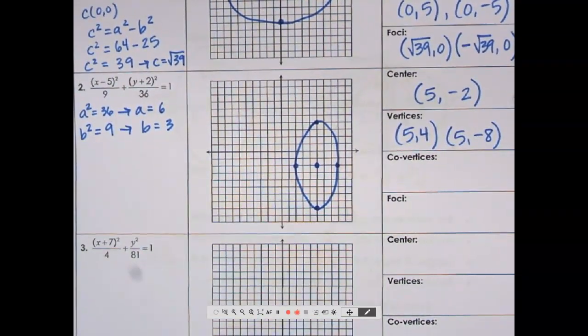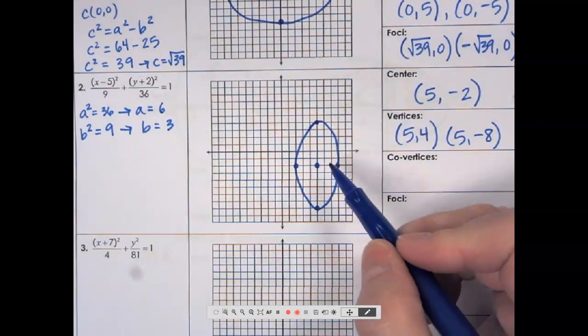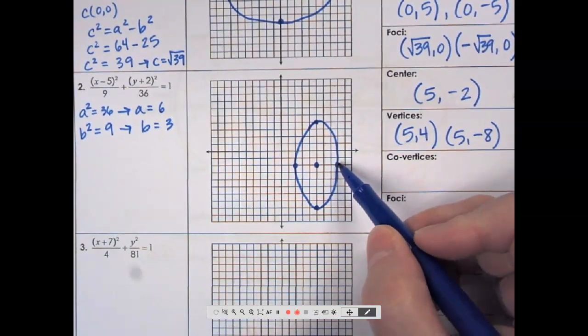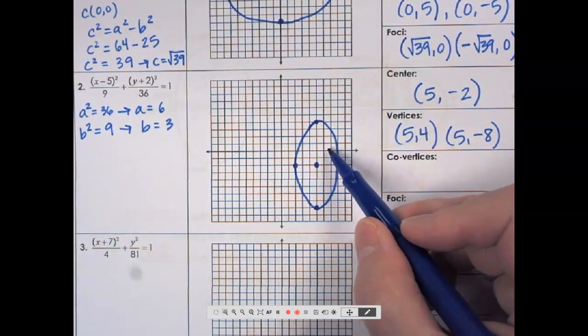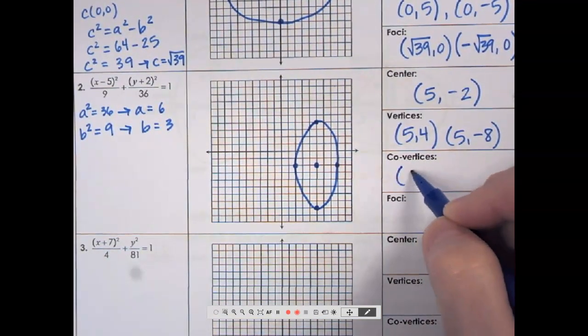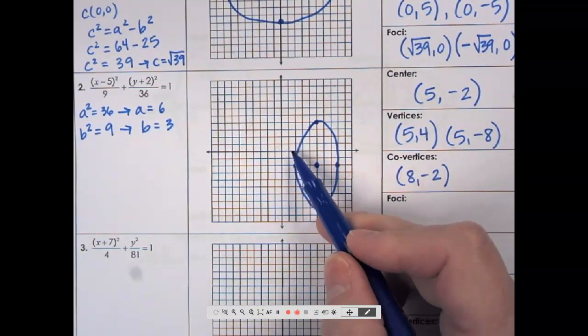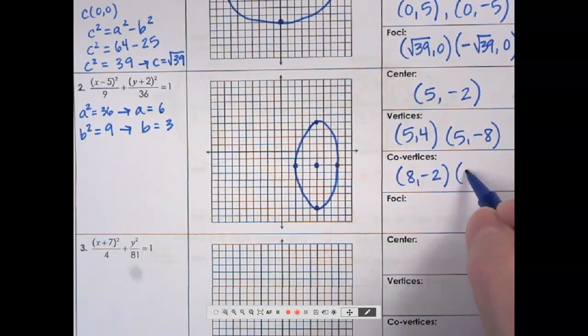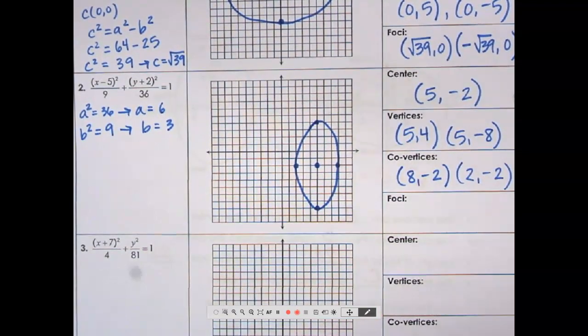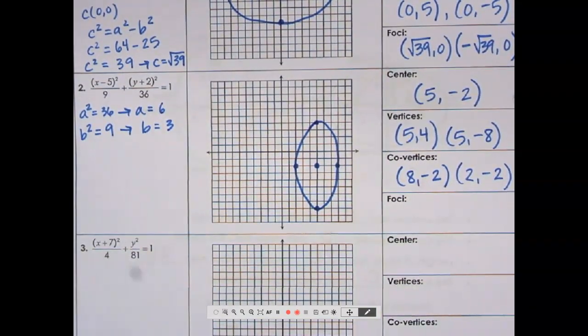Now stop me if you have a question. Okay, the co-vertices are the ones that are closer in. So this ordered pair over here is 6, 7, 8, negative 2. And 2, negative 2. I'm just naming those points. Is everybody good so far?